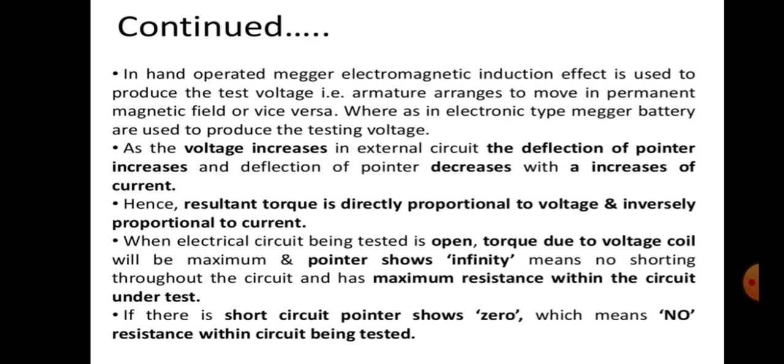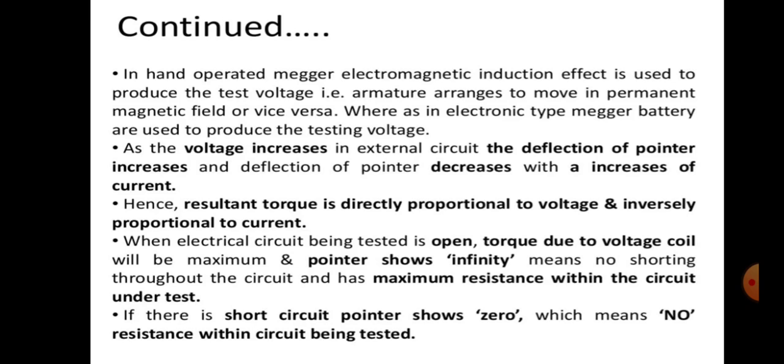As the voltage increases in the external circuit, the deflection of the pointer also increases. Okay, so as this system is for the measurement of resistance, as the voltage increases, the deflection of the central pointer goes on increasing, and the deflection of the pointer decreases with the increase in the current. It means if the current increases, then the deflection of the pointer decreases. Hence, the resultant torque is directly proportional to voltage and inversely proportional to current.